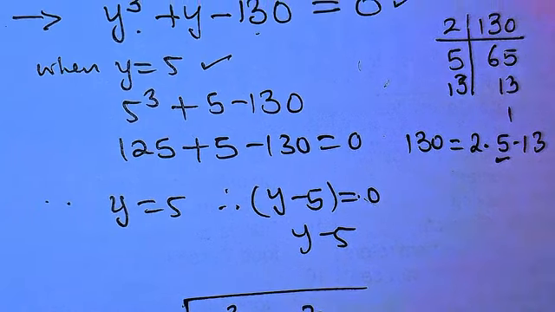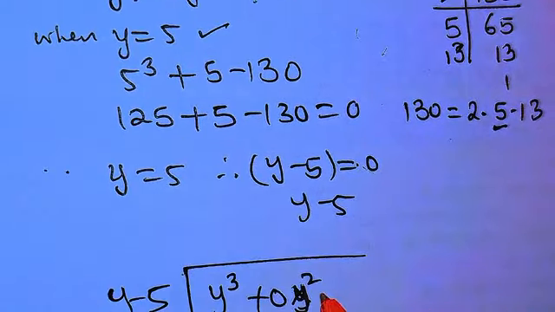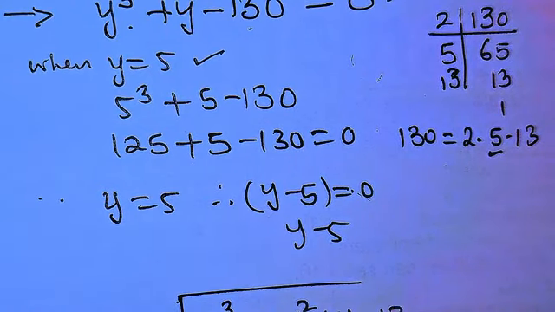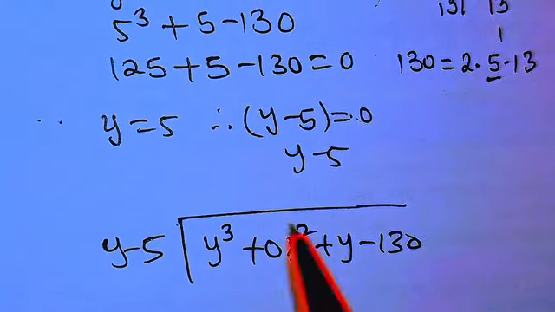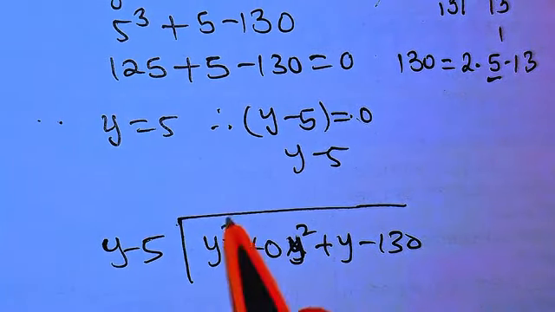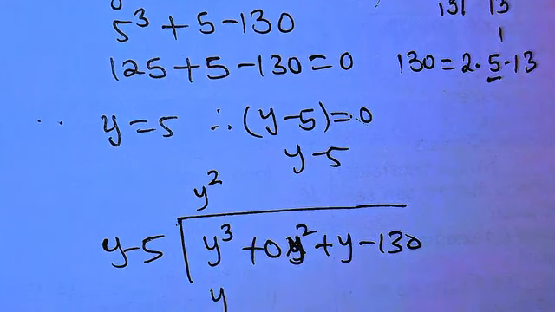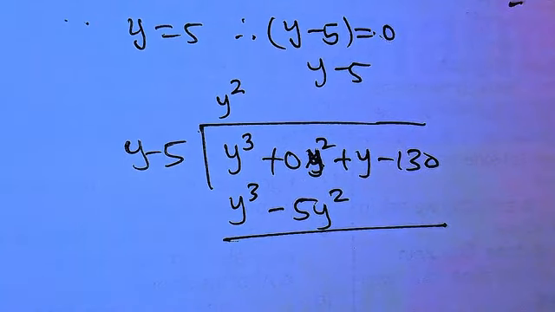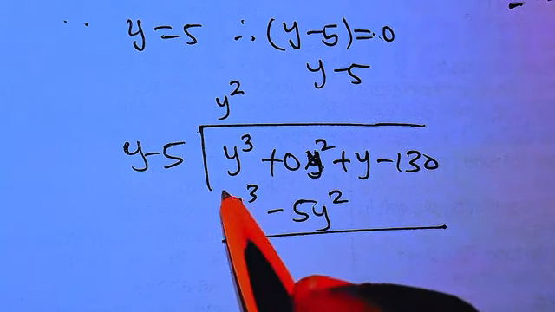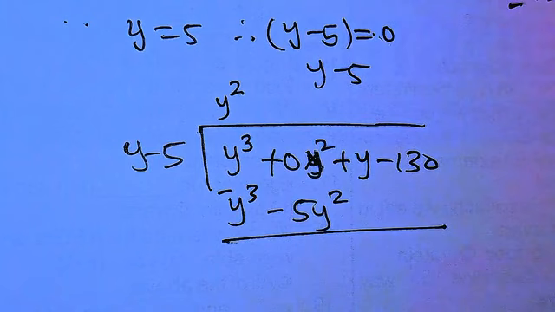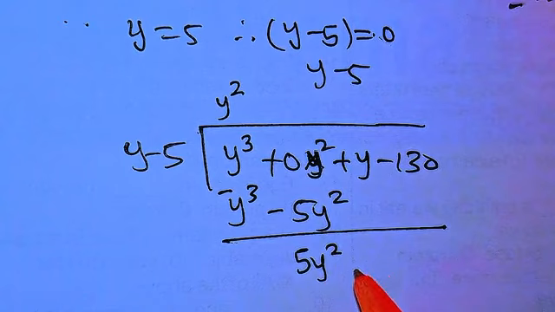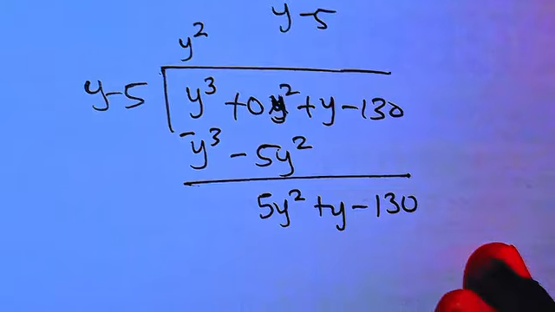We are using y here, 0 y squared, then plus y, then minus 130. So now from there, y divided by this: we're going to have y squared times this, we have y raised to power 3, y times this, we have minus 5y squared, right? Then divided by, we're going to take this from here, you're going to have 5y squared plus y minus 130, right?